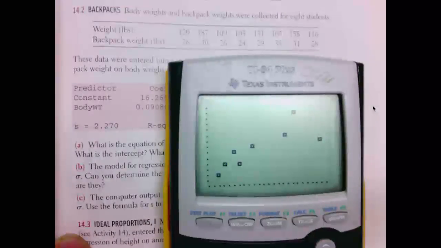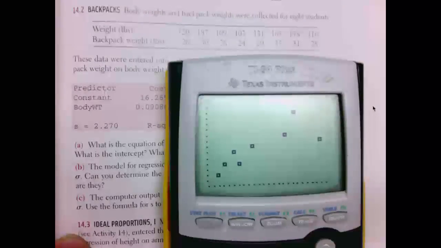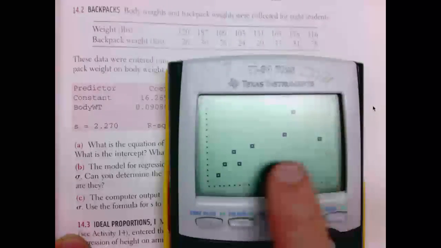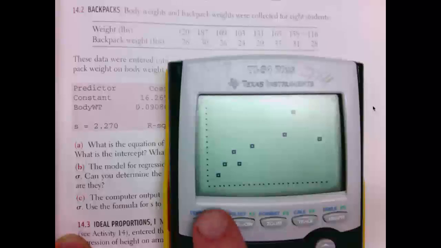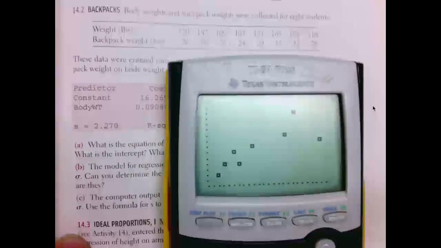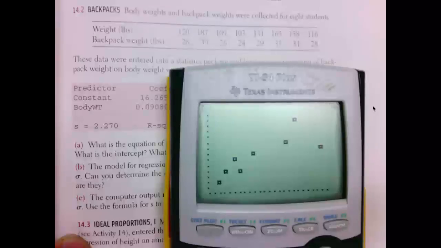As you can see, remember our acronym for describing our scatter plot, DOFS: direction, outlier, form, and strength. The direction is clearly positive. And positive in this context means as the person's weight increases, the weight of their backpack tends to increase. Outliers, no clear outliers. All these points look relatively in the pattern.